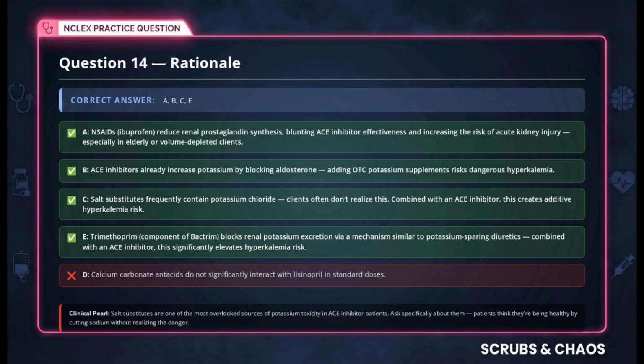Bactrim, trimethoprim blocks renal potassium excretion, just like a potassium-sparing diuretic. Combined with lisinopril, hyperkalemia risk is real. Ibuprofen, NSAIDs reduce blood flow to the kidneys, blunt the ACE inhibitor, and increase acute kidney injury risk. D, the antacid, no significant interaction. But A, B, C, E, all of them. Know the pattern. Anything that raises potassium or stresses the kidneys is a red flag with an ACE inhibitor.